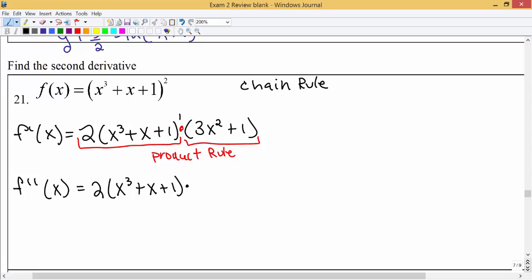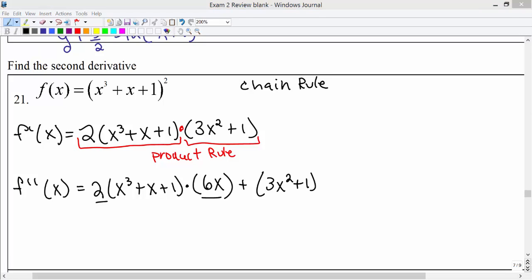times the derivative of the second function, which would be 6x, that's it, plus the second function as is times the derivative of the first.